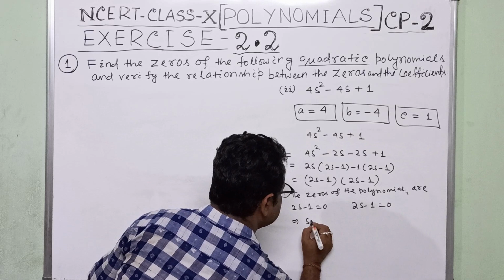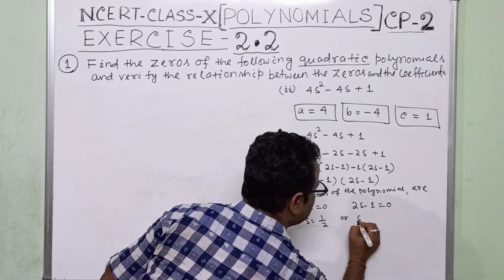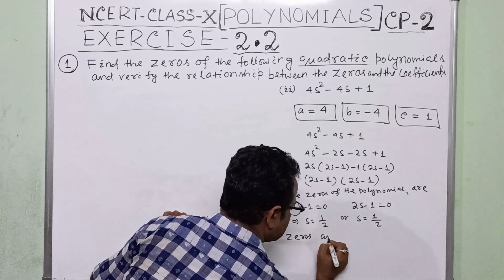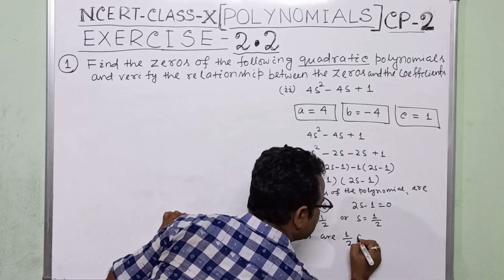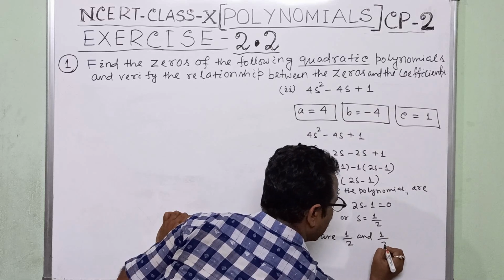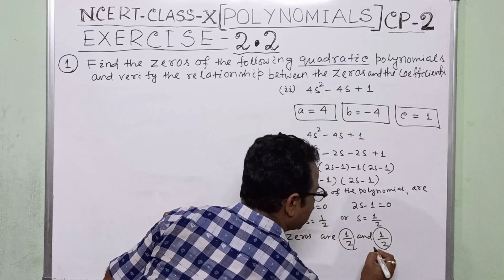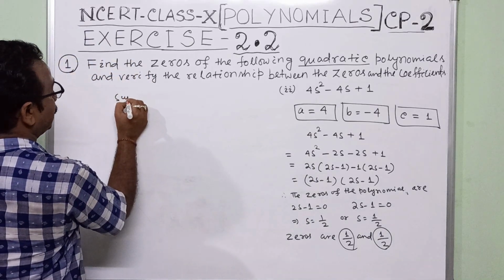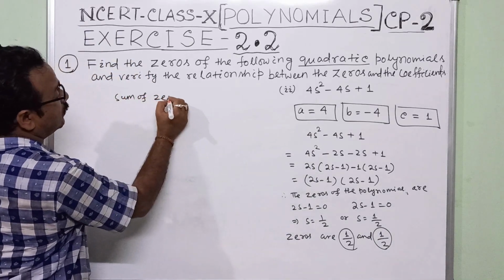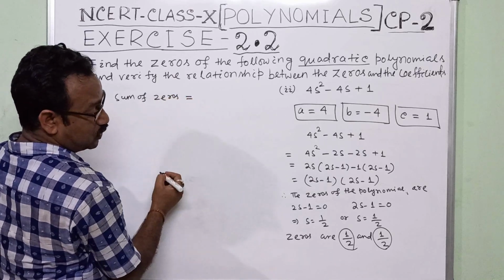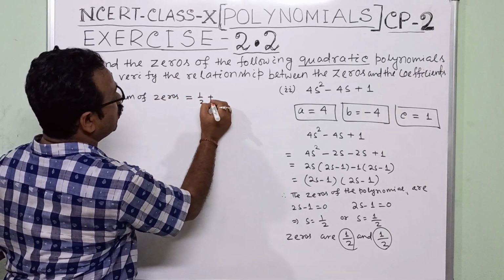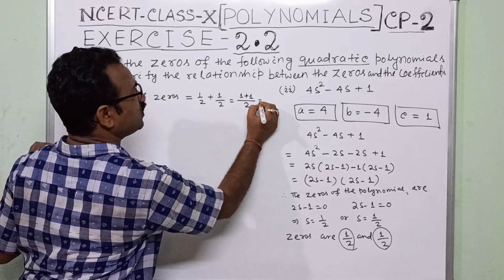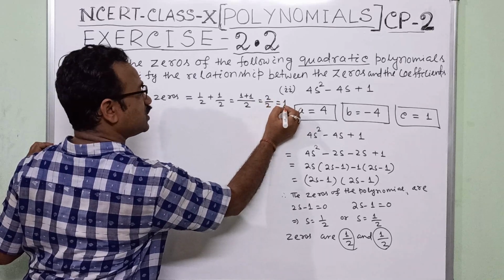So that implies s is equal to 1 by 2 or s is equal to 1 by 2. So zeros are 1 by 2 and 1 by 2. Now sum of zeros is equal to what? 1 by 2 plus 1 by 2 is equal to 2 by 2, which is equal to 1.